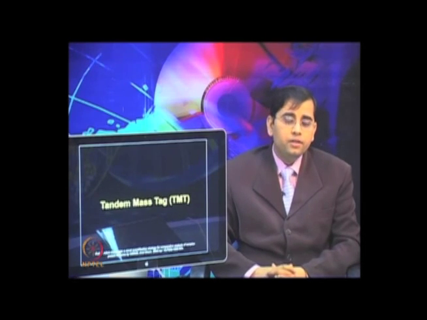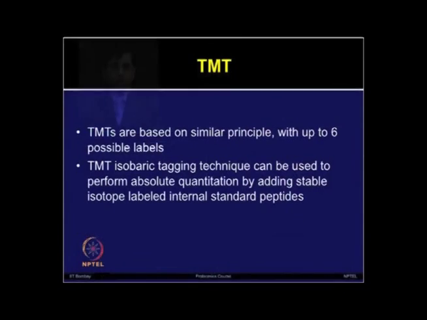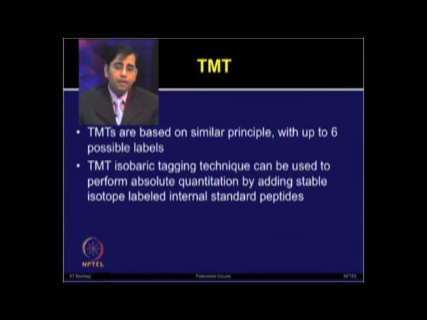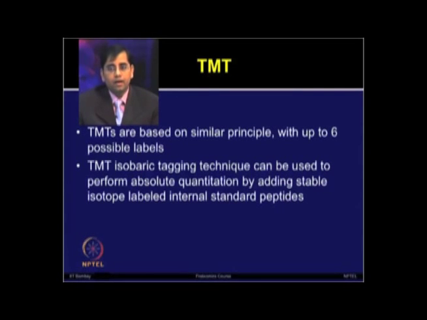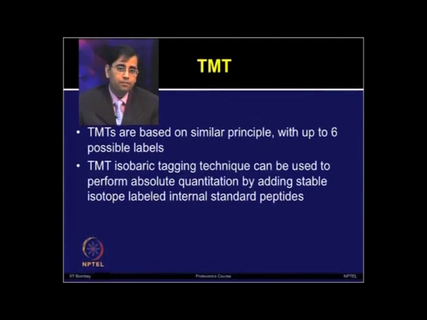I have given you the reference for the original study on tandem mass tag in the slide. So, these tandem mass tags are based on a similar principle to iTRAQ. Here the possibility for multiplexing is up to 6 possible labels.